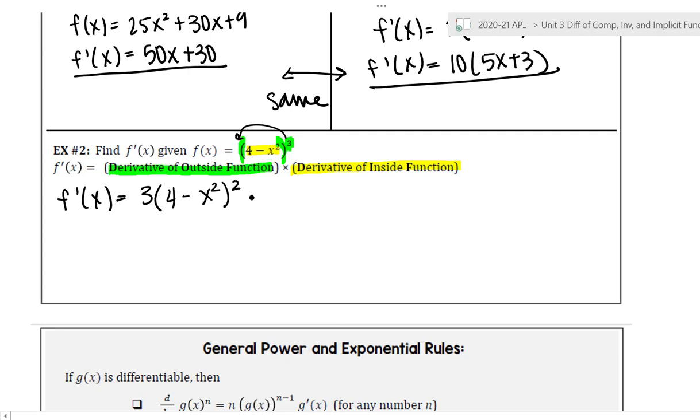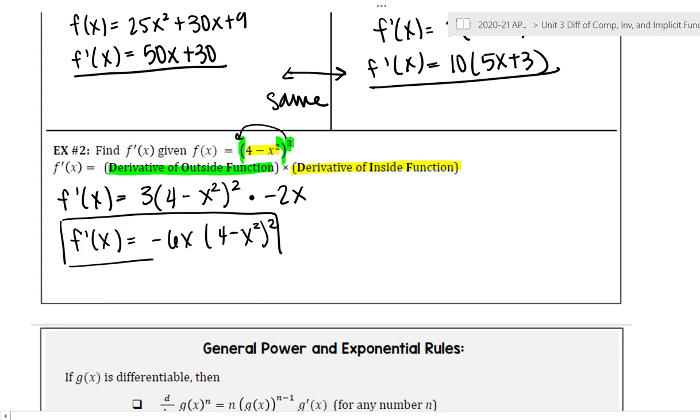The derivative of 4 is 0. The derivative of negative x squared is going to be negative 2x. So when we rewrite this, we can leave it like that, honestly. Or I can say, all right, I know that that 3 and that negative 2x can be multiplied, and I can get negative 6x times (4 minus x squared) squared, and leave it. So remember, both are okay. Same, same.